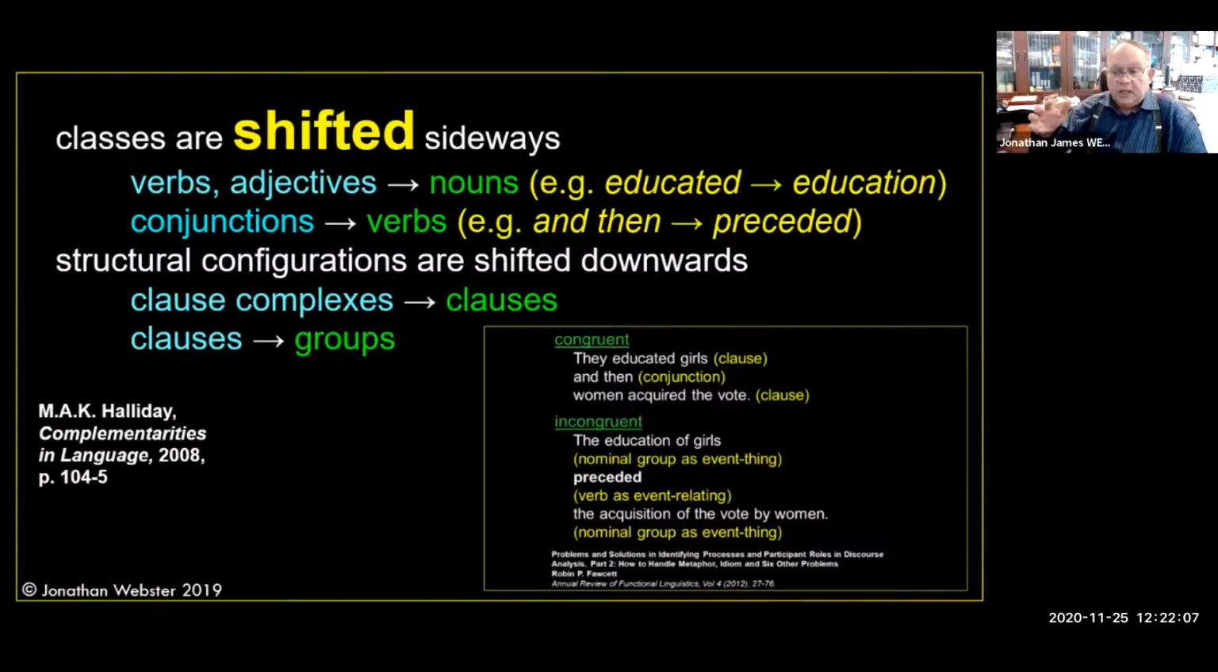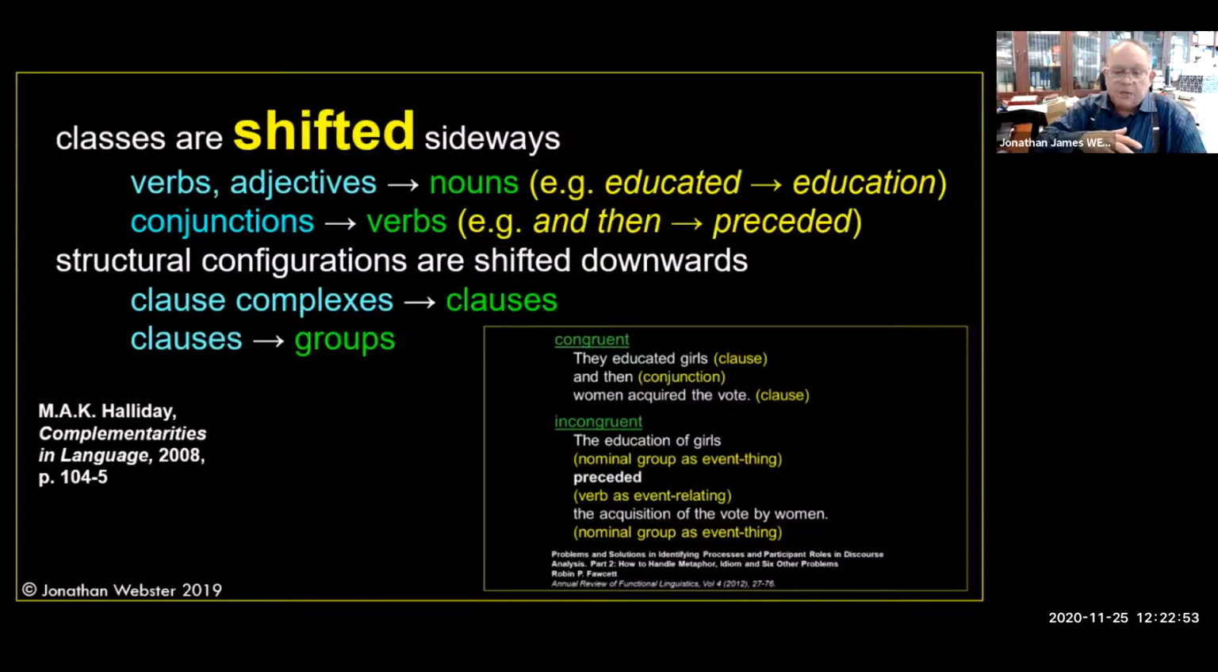You see, it's a whole scenario of various features that are being shifted. In this case, you might say sideways. But at the same time, you could also think of it as sort of being shifted downwards. Instead of a complex clause with two clauses joined by a conjunction, you simplify it in terms of one clause with two noun phrases. And that's what you see in this example. The education of girls preceded the acquisition of the vote by women. It's a simple sentence, a simple clause, one verb, two nouns.